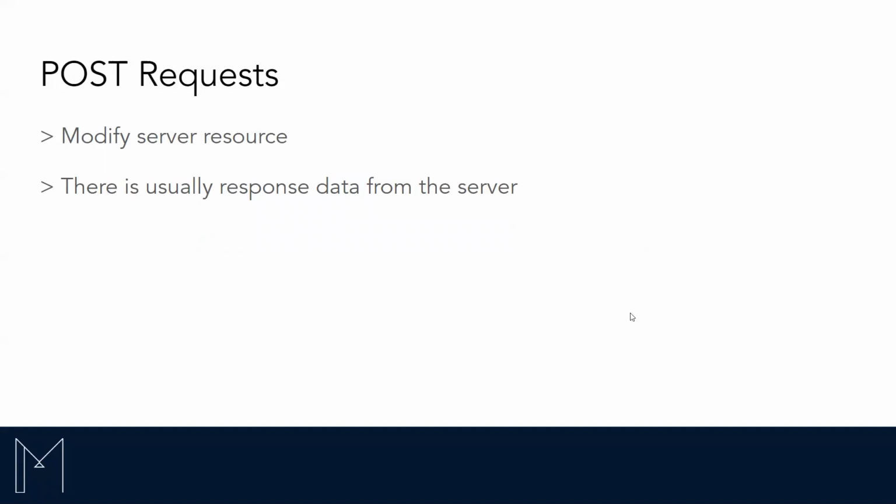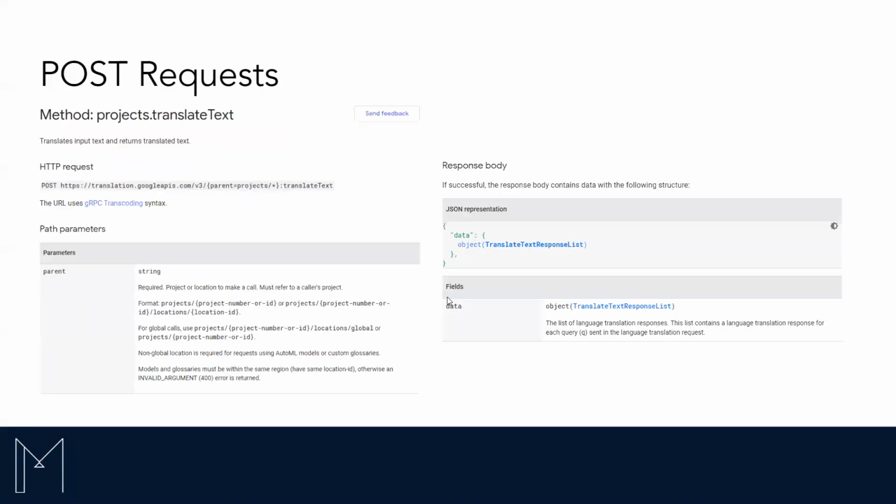The next request type we're going to talk about is POST request. POST request is what you do to modify server resource, and there's usually a response data from the server. So let's say here, what happens if you want to translate text using Google Translate? Well, you use a POST request. So what we do is that we post the sentence you want to translate and the language information to Google. And what Google does is that it will respond with the translated data.